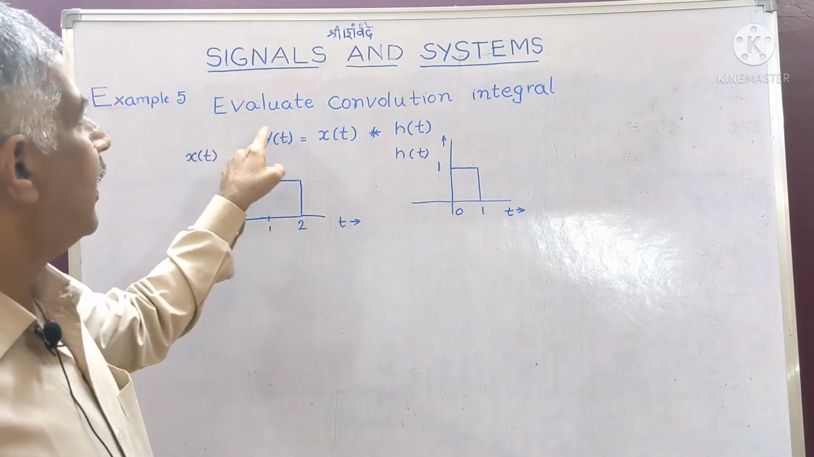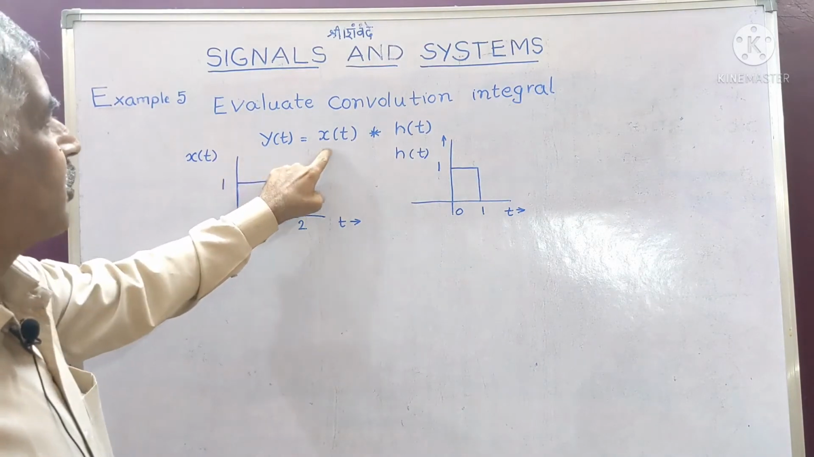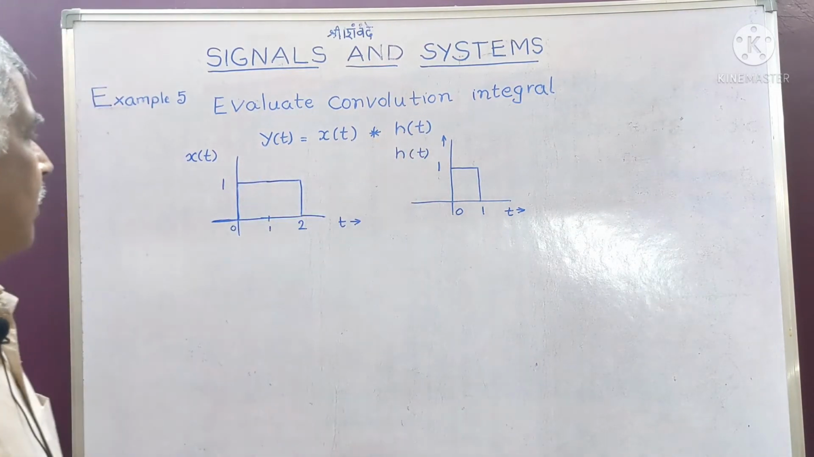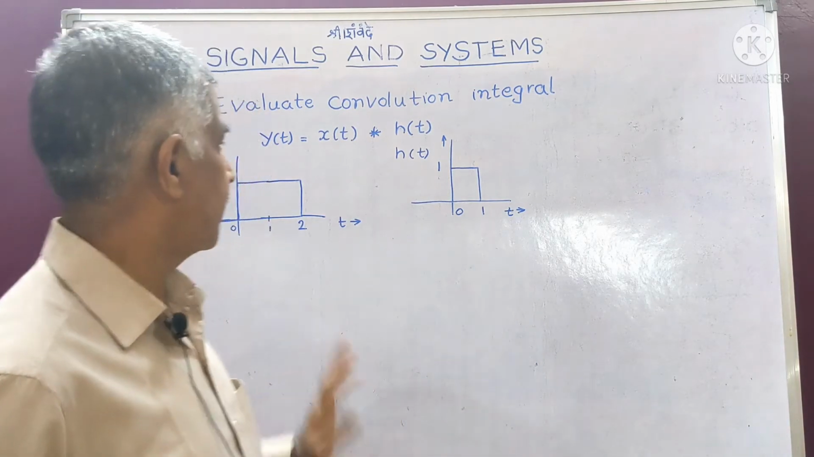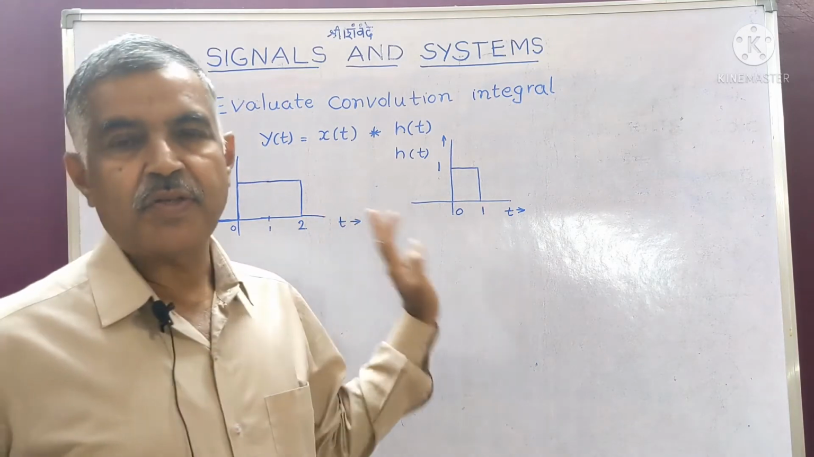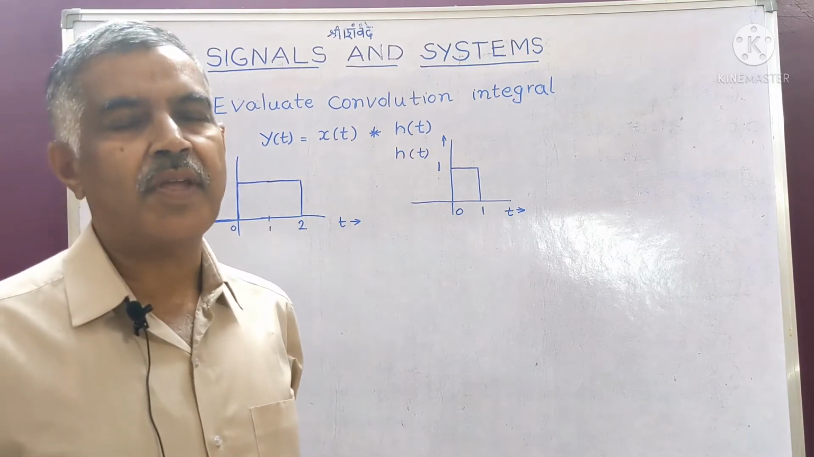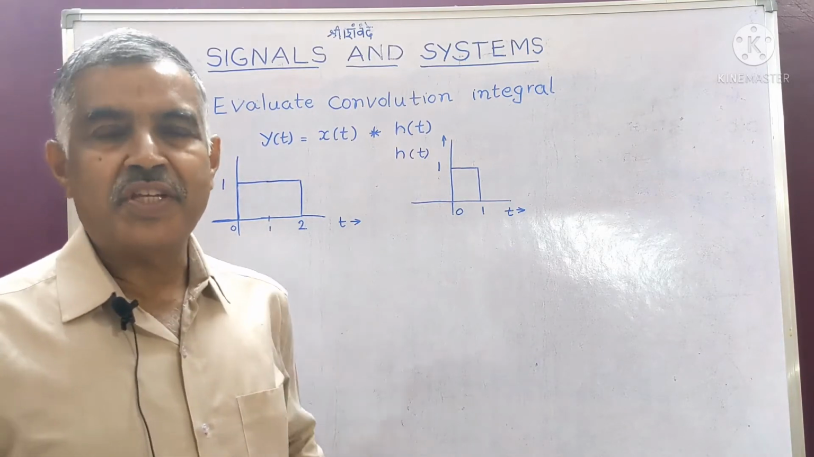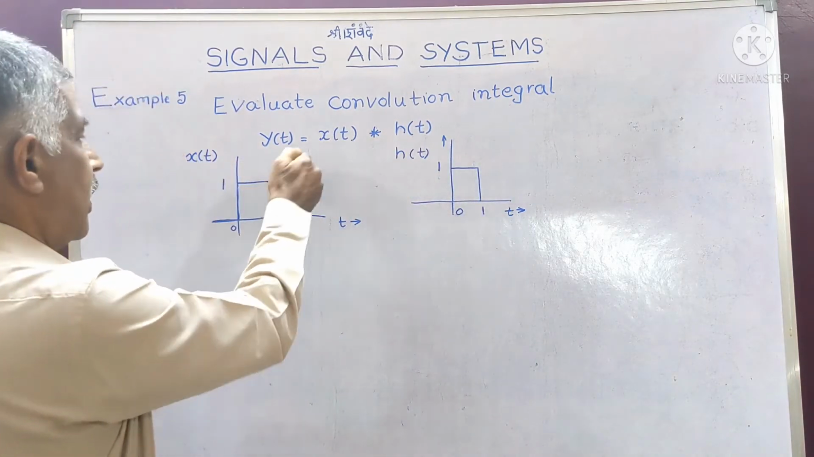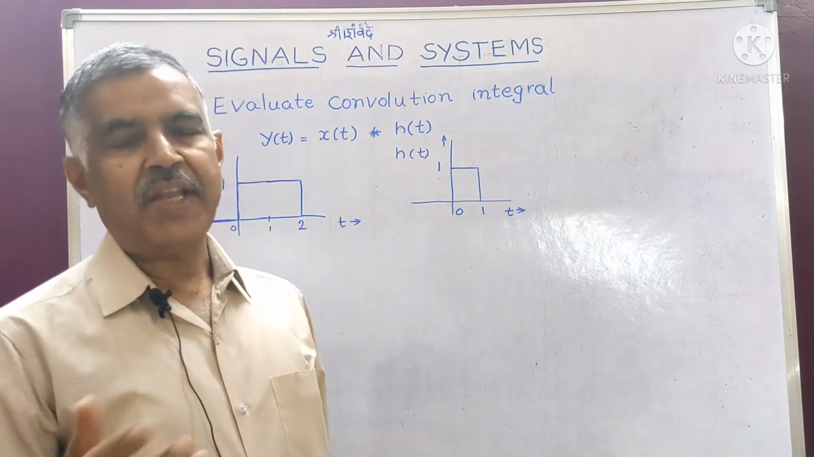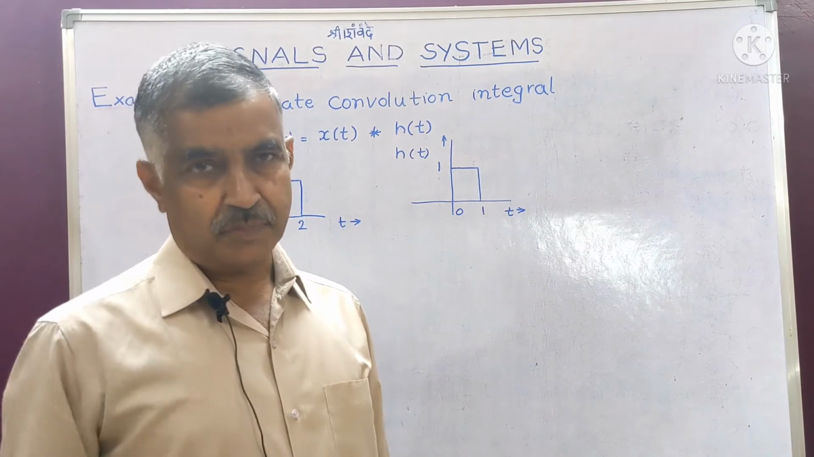Evaluate convolution integral y(t) equal to x(t) convolving with h(t). So one is the x(t) waveform, another is the h(t) waveform. You might have observed this problem. This is the first example where both the waveforms have got two edges. So here this is one edge, another edge, another edge, another edge. Each waveform, the standing waveform as well as the moving waveform, has got two edges.